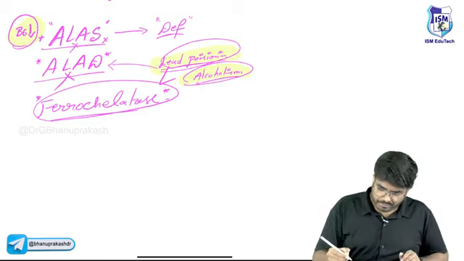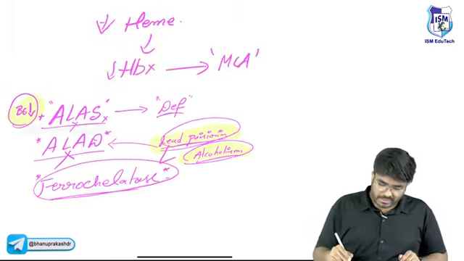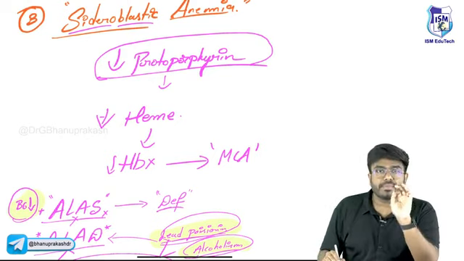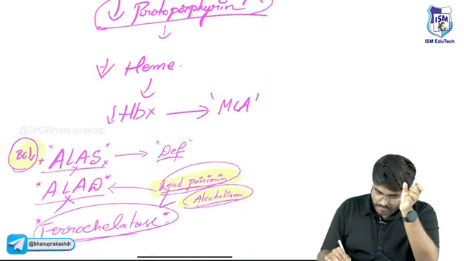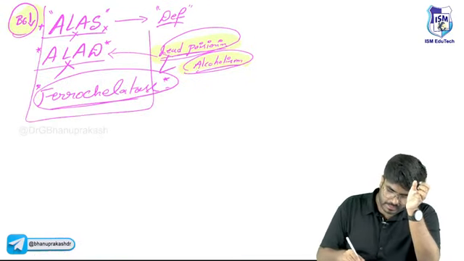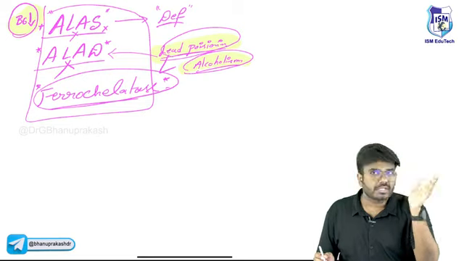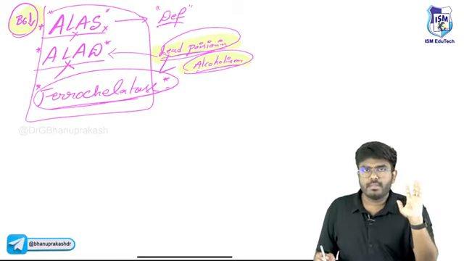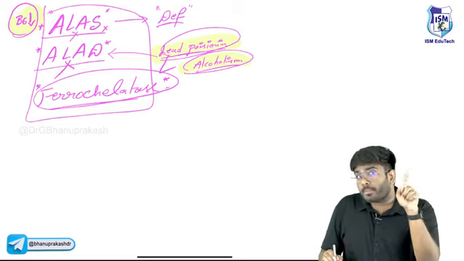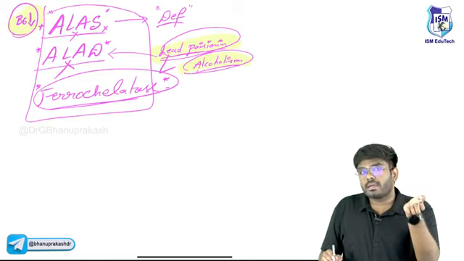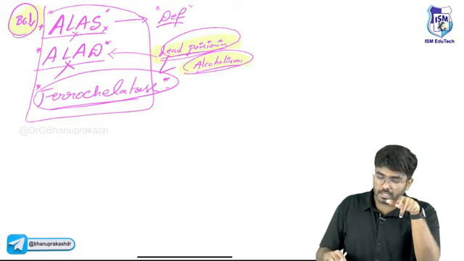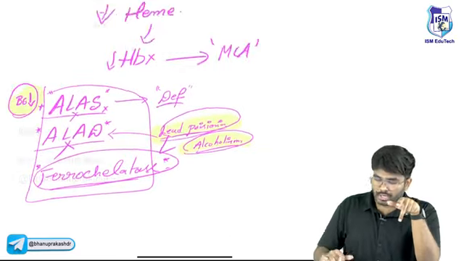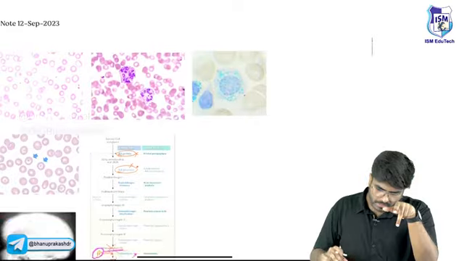Now in this condition, sideroblastic anemia, tell me what happens. Protoporphyrin is not there. Why is protoporphyrin not there? These enzymes are either deficient or stop functioning. Now if protoporphyrin is not there, what happened to the iron? Iron is freely available. More iron is getting accumulated within the RBC. So those iron loaded RBCs are called ringed sideroblasts.